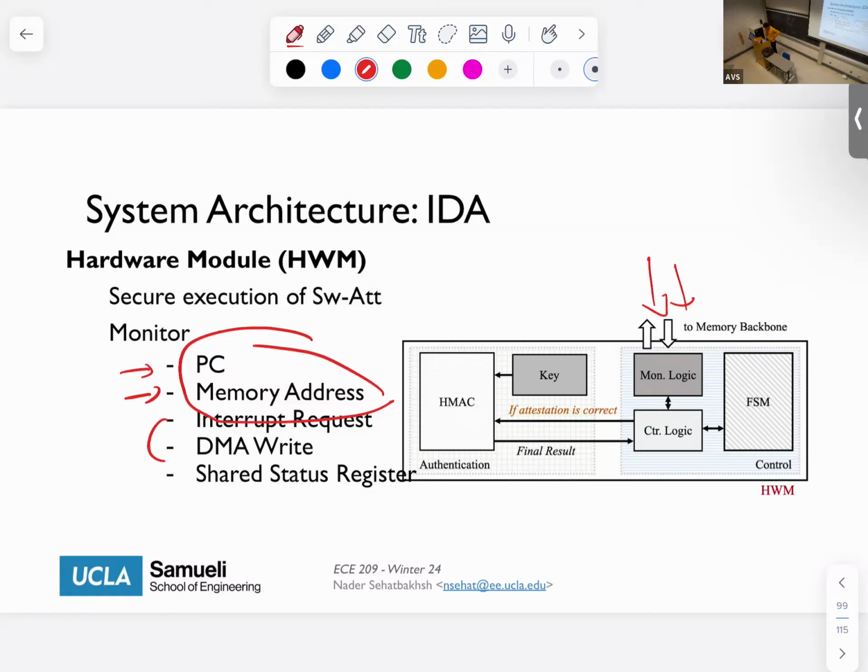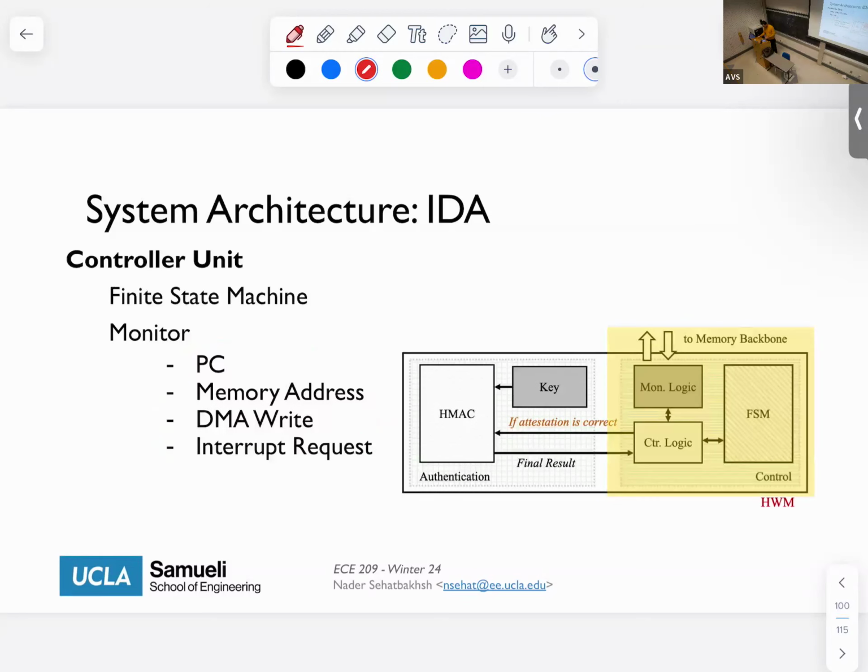Questions? All right, so here are the things that I'm going to monitor in this monitoring logic. I'm going to check the DMA request. I'm going to check the interrupt request to make sure that the process is not interrupted. On top of that, I'm going to check the PC. I'm going to check the memory address. The reason for this was those 4 pictures that I showed you, where the verification code was moved. If I check these and know exactly where the verification should be, where the address should be, I'm good to go. I don't need to trust anything else. Okay. And so this is basically this part.